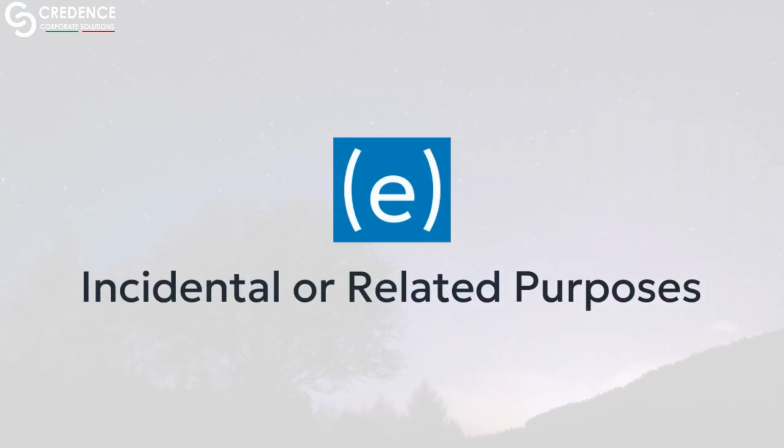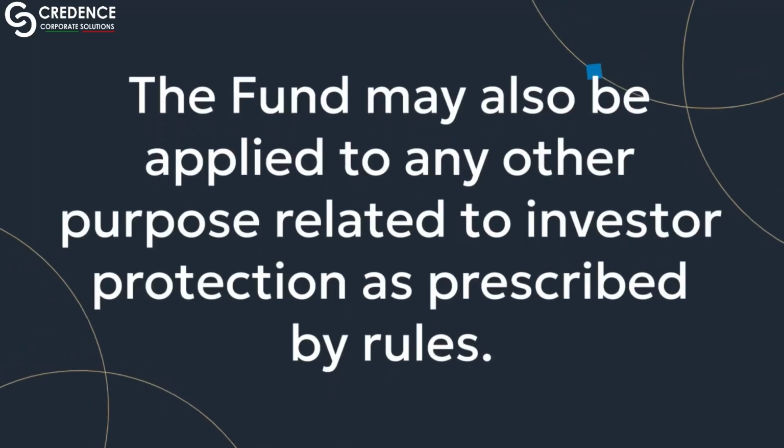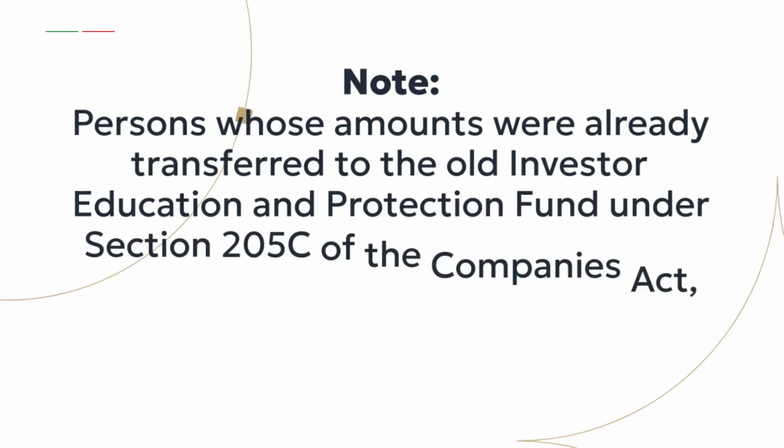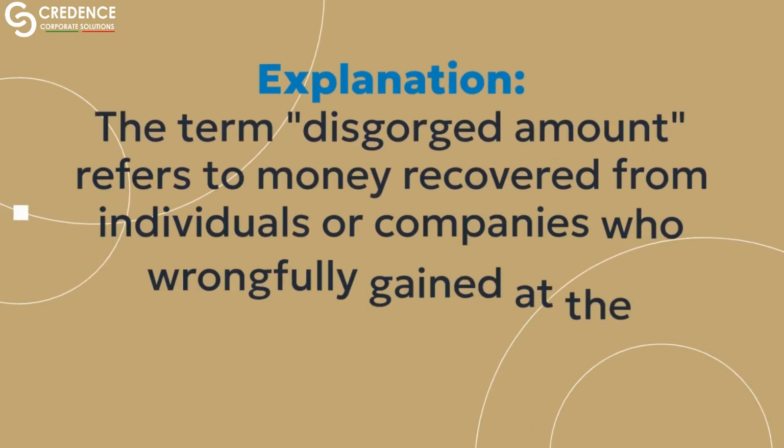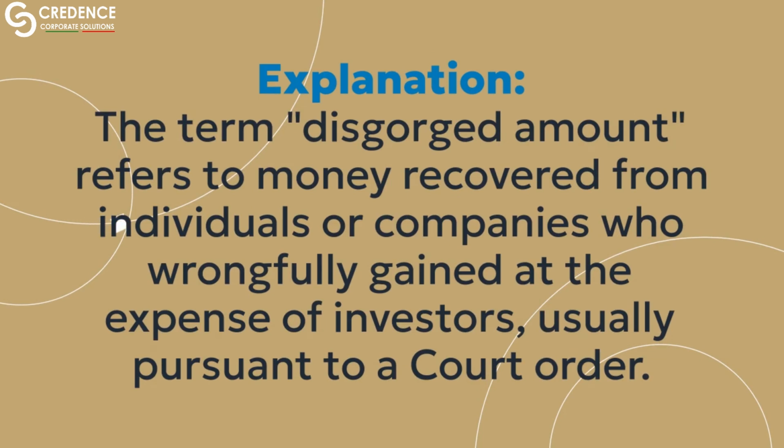E. Incidental or related purposes. The fund may also be applied to any other purpose related to investor protection as prescribed by rules. Note: persons whose amounts were already transferred to the old Investor Education and Protection Fund under Section 205C of the Companies Act, 1956, after 7 years, can still claim refunds under the rules prescribed under this section. Explanation: the term disgorged amount refers to money recovered from individuals or companies who wrongfully gained at the expense of investors, usually pursuant to a court order.